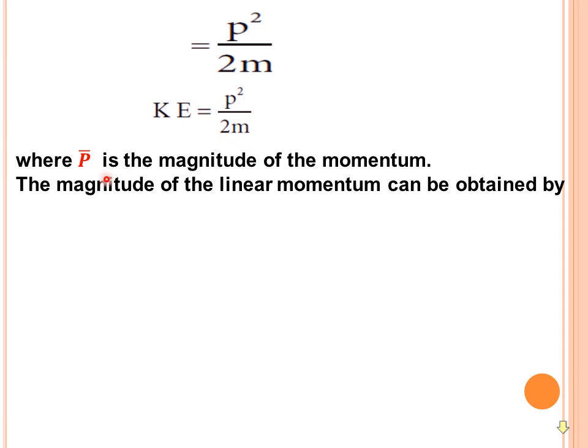Here p is the magnitude of the momentum. The magnitude of the linear momentum can be obtained by the modulus of p vector, which is p, equal to root of 2m KE. That means we take this 2m to the left-hand side. Therefore p² is equal to 2m KE. If you take the square out, it becomes the root of 2m and KE.